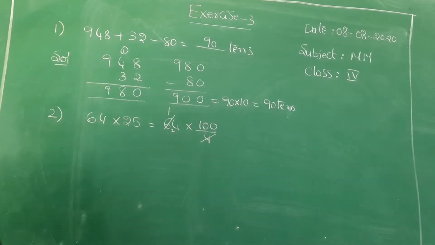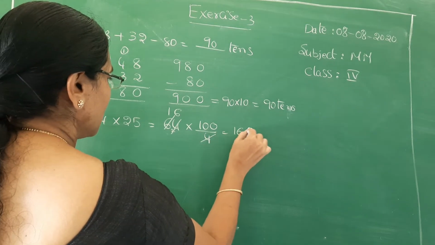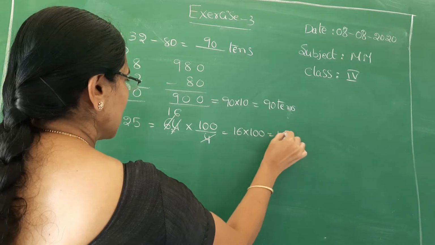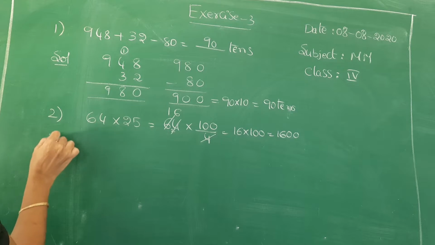So 16, it is 4 into 16 is 64. Sixteen times 100 is equal to 1600. So these are short divisions. Everybody should practice those.